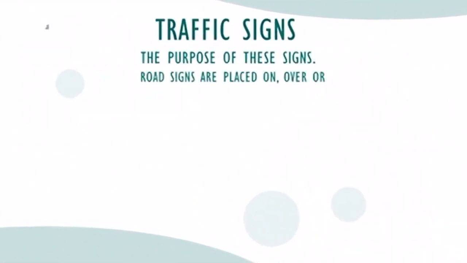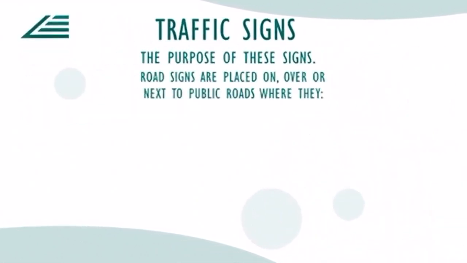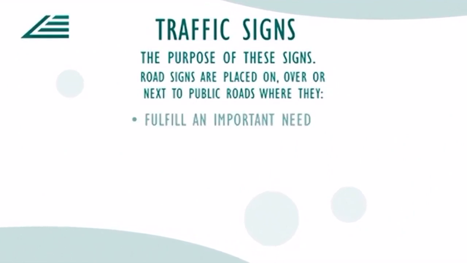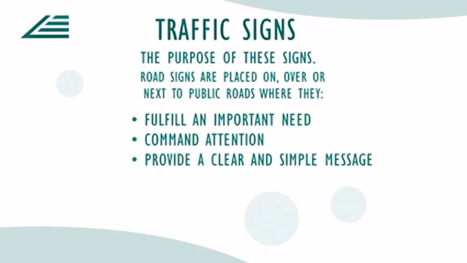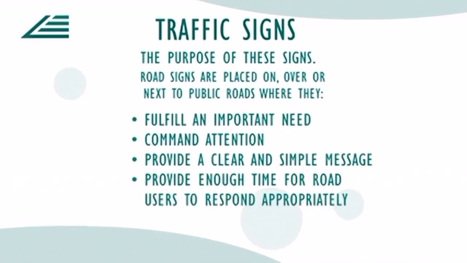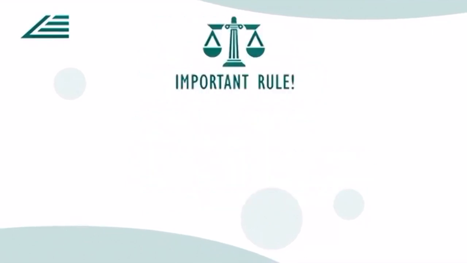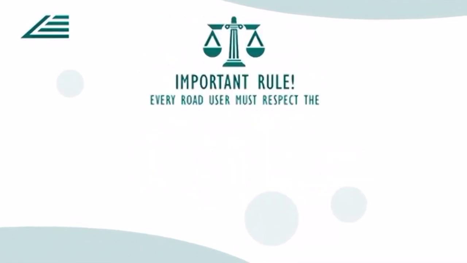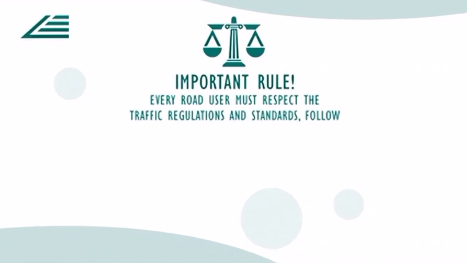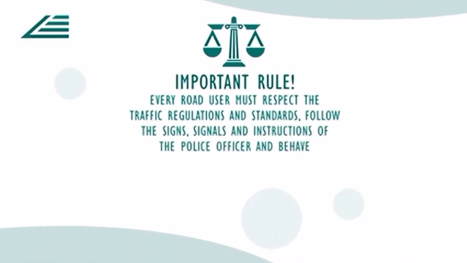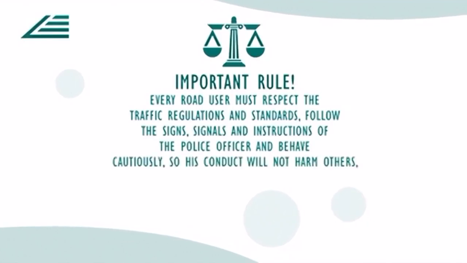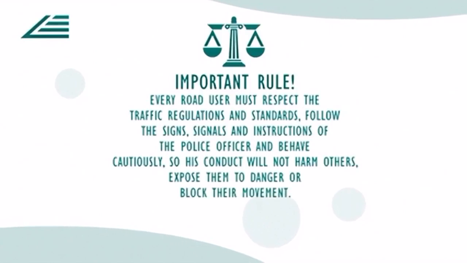Road signs are placed on, over, or next to public roads where they fulfill an important need, command attention, provide a clear and simple message, and provide enough time for road users to respond appropriately. Important rule: every road user must respect the traffic regulations and standards, follow the signs, signals, and instructions of the police officer, and behave cautiously so his conduct will not harm others, expose them to danger, or block their movement.